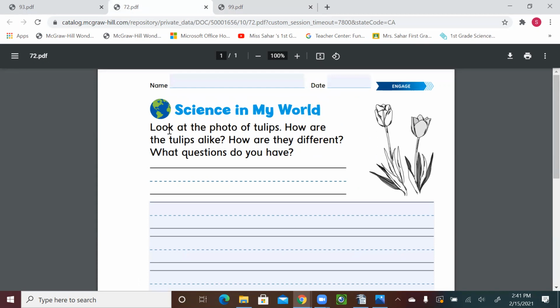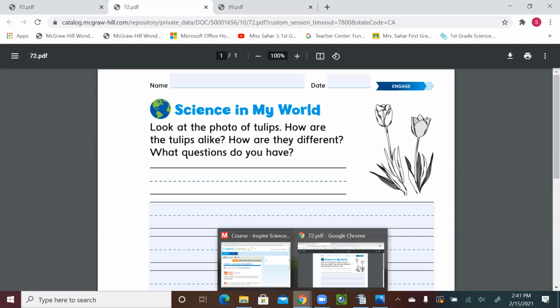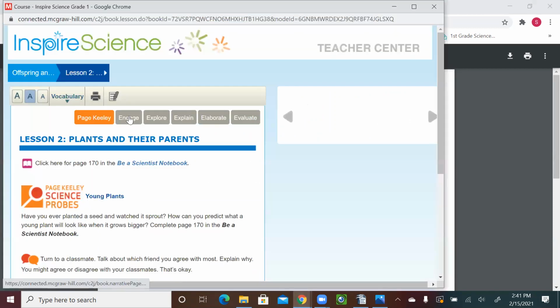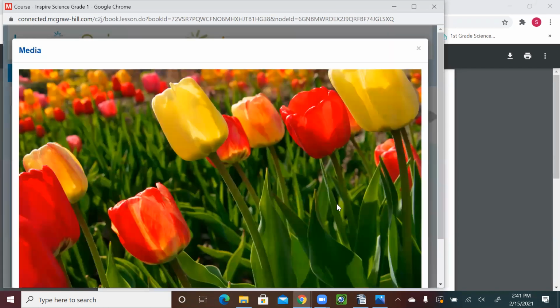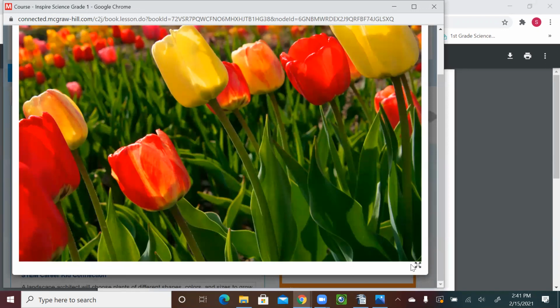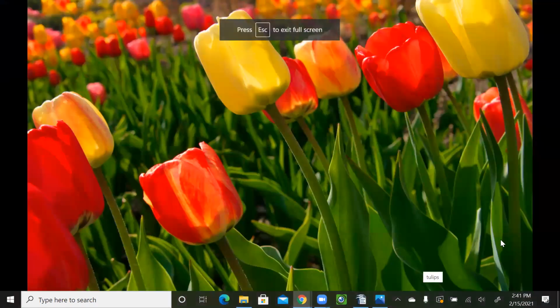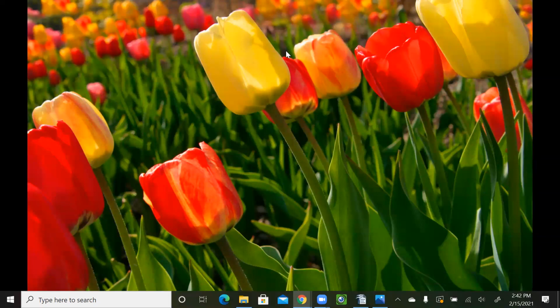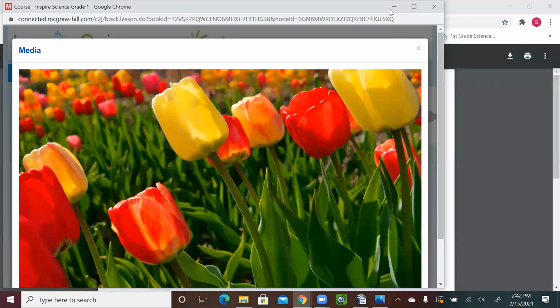All right, page 171. Look at the photo of the tulips. How are the tulips alike? How are they different? What question do you have? Okay, let's watch that. Tulips. Okay. Can you see? I see different sizes of leaves, for example, and definitely lots of different colors. All right, so let's go and ask our question.